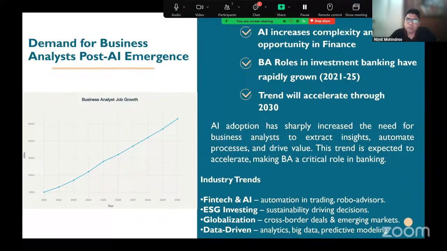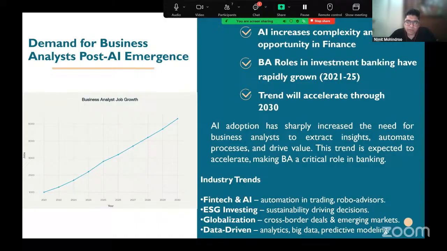BA roles in investment banking have rapidly grown from 2021 to 2025. The trend will accelerate through 2030 also. AI adoption has sharply increased the need for business analysts to extract insights, automate processes, and drive value. So this trend is expected to accelerate, making BA a critical role in banking.